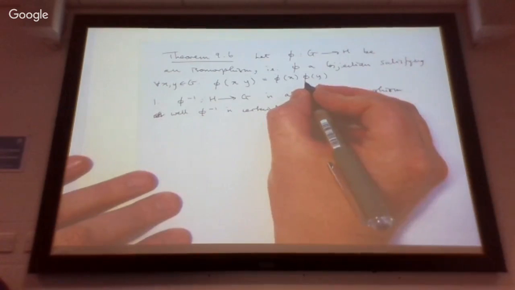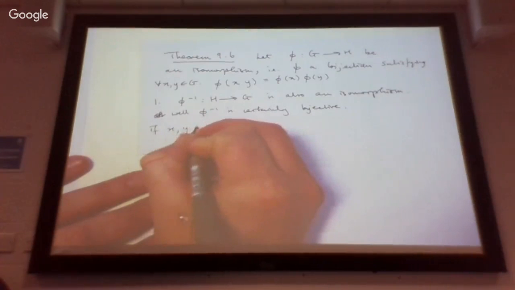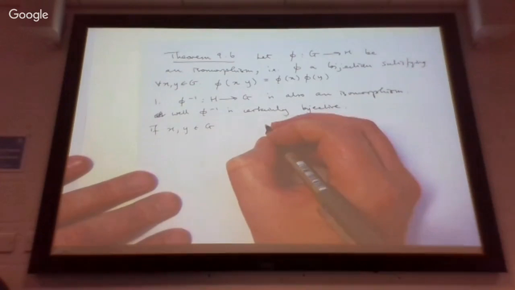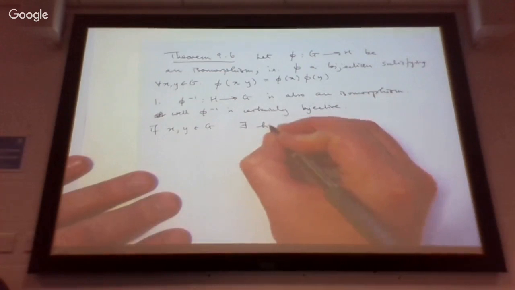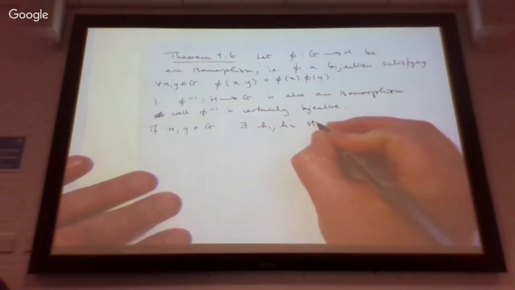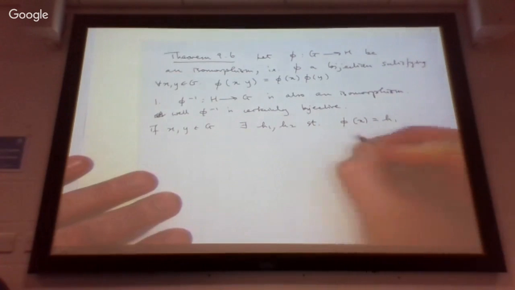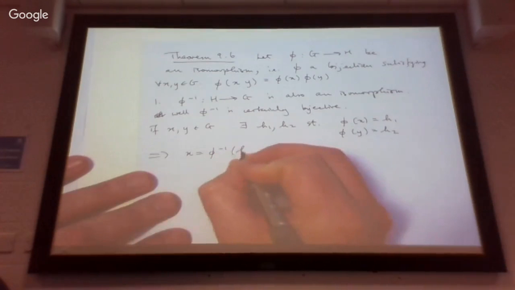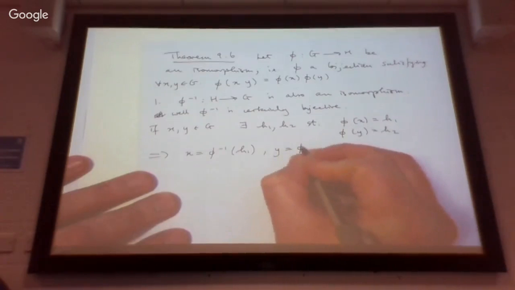the isomorphism property for phi, and if x and y are elements of G, there will exist an H1 and an H2 such that phi of x is equal to H1 and phi of y is equal to H2, or in other words, x is equal to phi inverse of H1 and y is equal to phi inverse of H2.